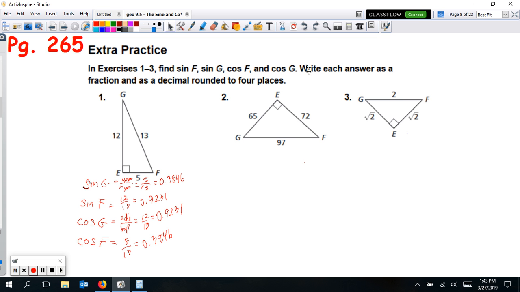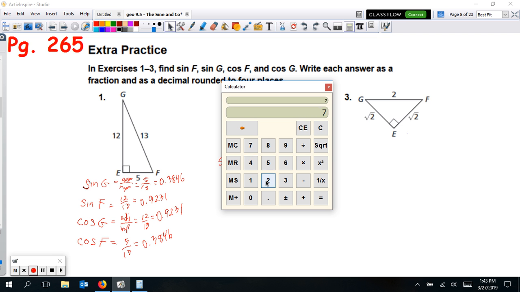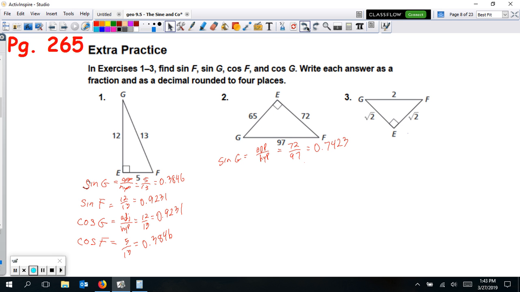So number 2, as we start to go off of this one, sine of g first. So you can see where the g is, opposite is there. So 72 is over the hypotenuse. Hypotenuse is opposite right angle, that's 97. So opposite over hypotenuse, so it's 72 over 97. We can go ahead and divide on our calculator, 72 divided by 97 to get our decimal, and there it is, 0.7423 if we round that up. So that's what we want to see on that one.